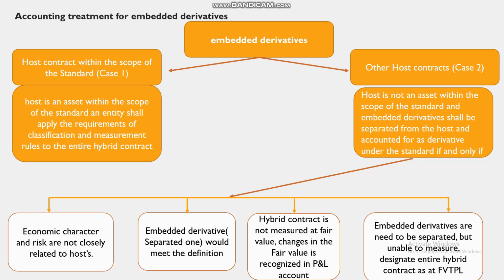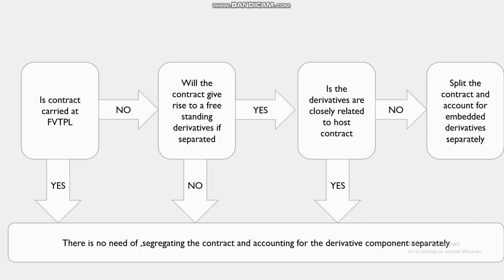Hybrid contract is not measured at a fair value. Changes in the fair value are recognized in profit and loss account, and embedded derivatives need to be separated but unable to measure. If we are unable to find out the value of the separated or the embedded derivatives, then we need to treat it as fair value through profit and loss account. In short, we have mentioned it as FVTPL. Right. So the same four conditions are mentioned here itself.